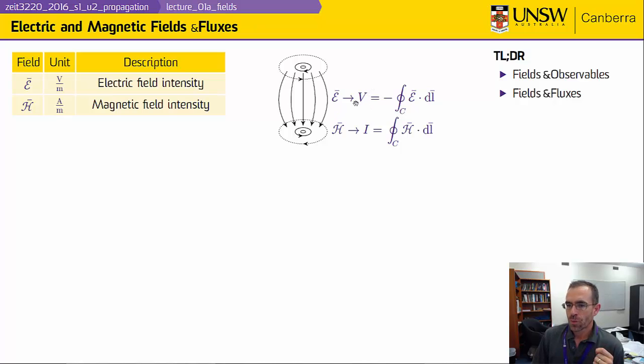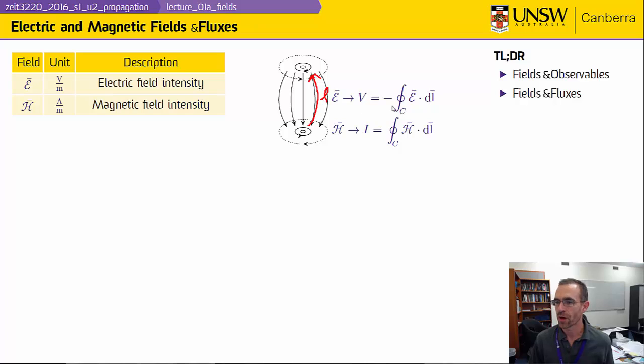I didn't mention this before, but the voltage is something we can get by doing an integral of the electric field dotted into the path. So if I integrate from one conductor to another, that's my path.